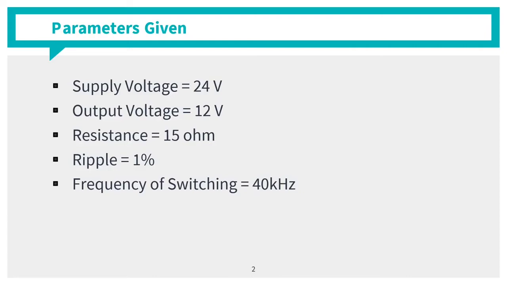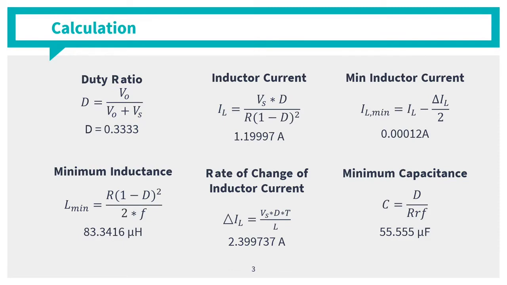Now, the duty cycle ratio. We know that the formula for the duty cycle of a buck boost converter is V output divided by V output plus Vs, where V output is the output voltage and Vs is the supply voltage. With this, you get 12 divided by 12 plus 24, which is 12 by 36, which is 1 by 3, which is 0.333. After this, we calculate the minimum inductance.